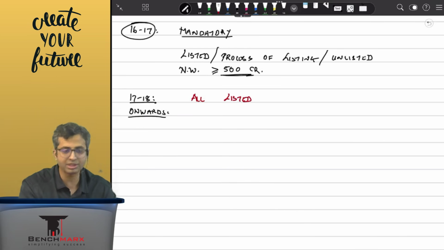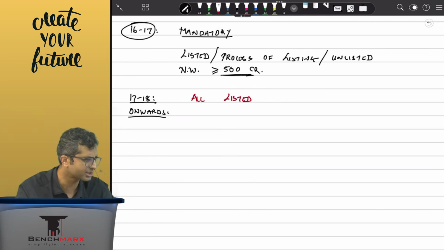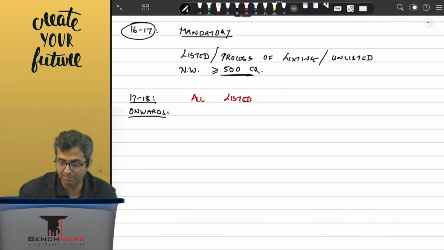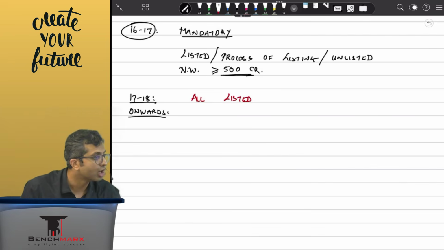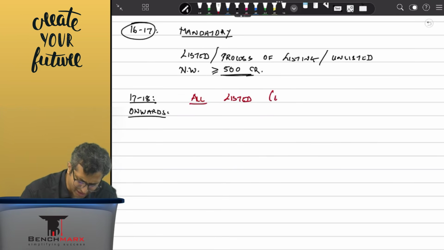The moment you are listed, Ind AS application will happen. Are we clear with this? So over here, all listed companies, irrespective of their size, very very important, will go as per Ind AS. तो अगर आपके कोई भी client listed है, तो आपने certainly Ind AS देखा होगा. So all listed companies will have to follow Ind AS, except there's a small exception. Except companies which are listed on the SME platform.